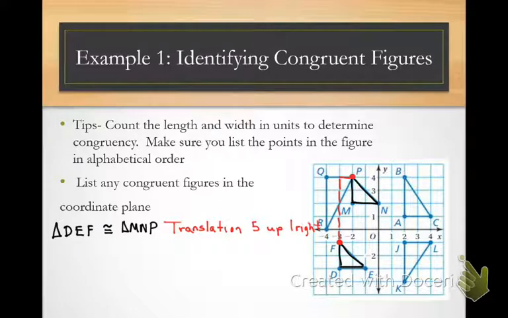All right, so if you picked out J, K, and L, and A, B, and C, you are correct, because I can see that my base is 2 units and my height is 3 units, and the same is true with J, K, and L. All right, so I come over here and I say triangle JKL is congruent with triangle ABC. But now the question is why? What kind of transformation happened here?